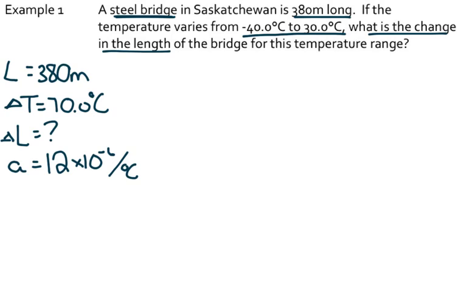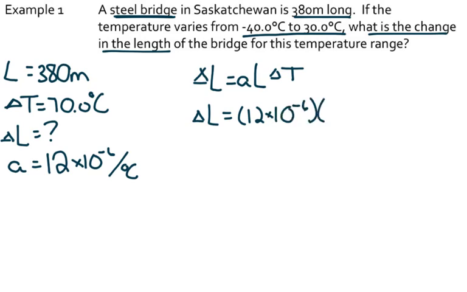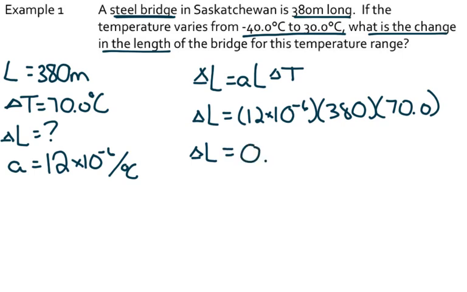So the formula: delta L equals alpha L delta T. Substitute in what we know. Alpha is 12 times 10 to the minus 6. L is 380 meters. Delta T is 70.0 degrees Celsius. Go to the calculator, work that all out. We can do one-stop shopping with that and type it all in one step. We get, rounded to the correct number of sig figs, 0.32 meters.